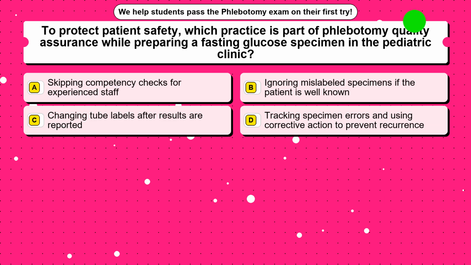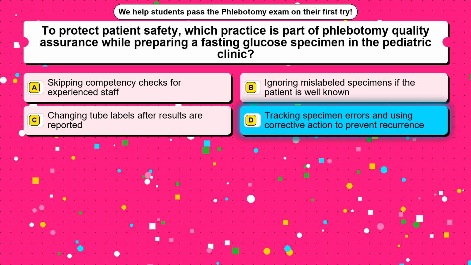Question 70. To protect patient safety, which practice is part of phlebotomy quality assurance while preparing a fasting glucose specimen in the pediatric clinic? Option A, skipping competency checks for experienced staff. Option B, ignoring mislabeled specimens if the patient is well known. Option C, changing tube labels after results are reported. Option D, tracking specimen errors and using corrective action to prevent recurrence. The correct answer is option D, tracking specimen errors and using corrective action to prevent recurrence.